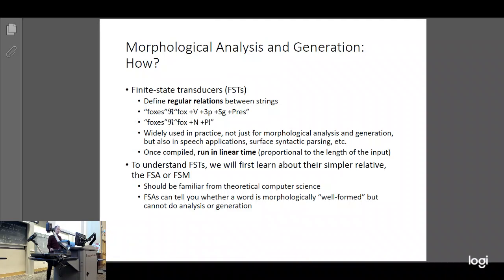So finite state automata are nice. They're a beautiful computational formalism. And when applied to morphology, they can tell you whether a word is morphologically well formed, that is, whether it's a good word or bad word, but they can't do analysis and generation. For that, we need finite state transducers.